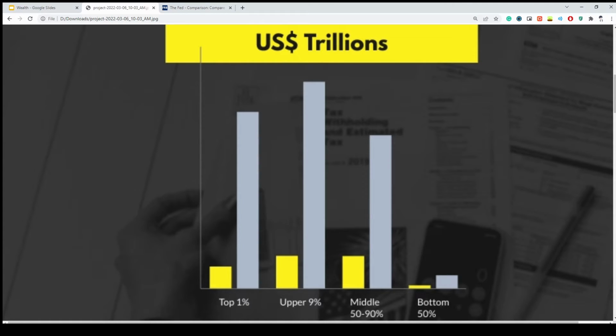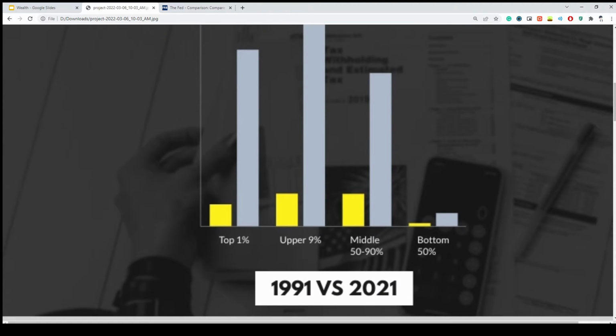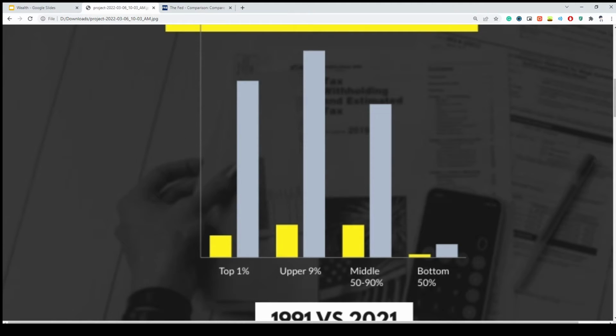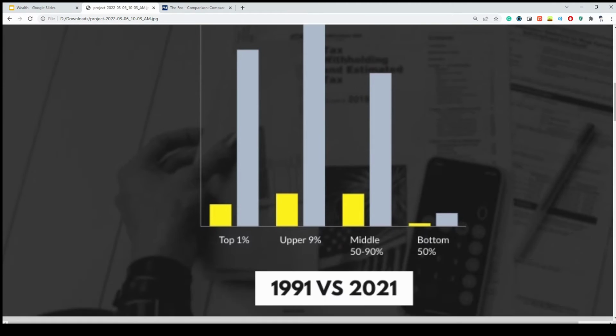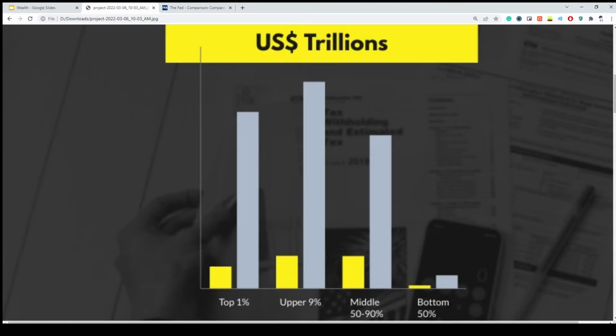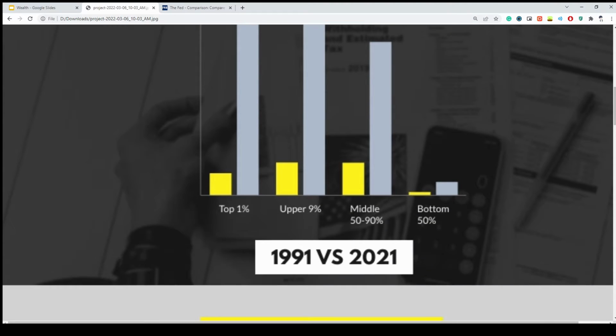So from this graph, we can see the effect of inflation from 1991 to 2021. And if you guys don't know what inflation is, it's the rise in the price level of goods and services within an economy. Another thing that I want to point out, although it could be kind of hard to notice, is the difference between the upper 10% and the bottom 50%. In 1991, we could see that between the middle 50 to 90% and upper 9%, it's almost leveled out. But in 2021, look at how that gap has drastically changed over merely 30 years.